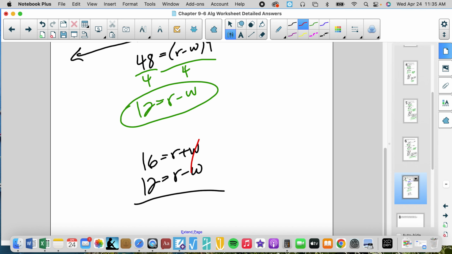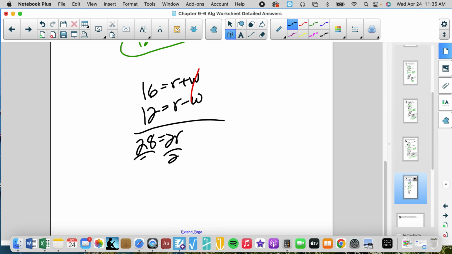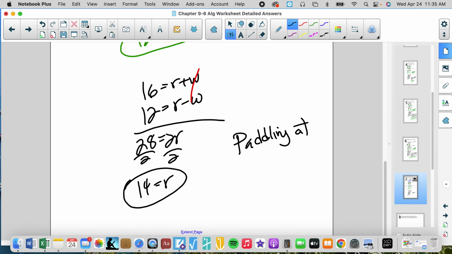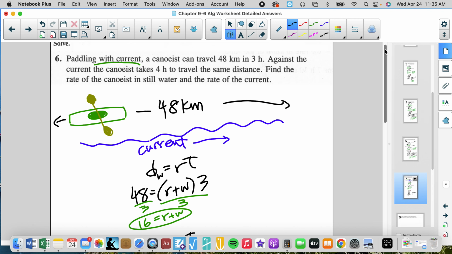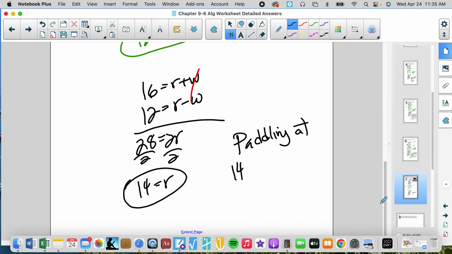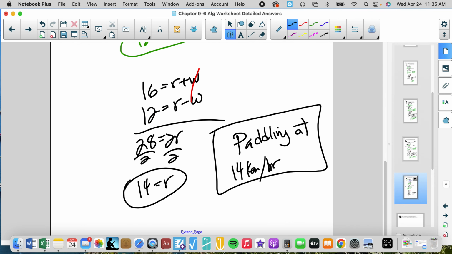Let's add those together. We get 28 equals 2R. Divide by 2, divide by 2. And 14 equals R. So you're paddling at 14 kilometers per hour in still water.